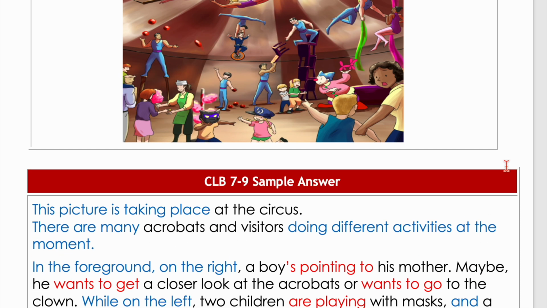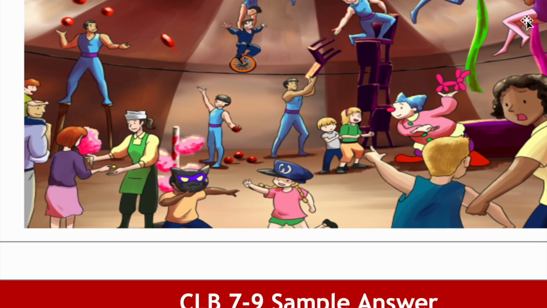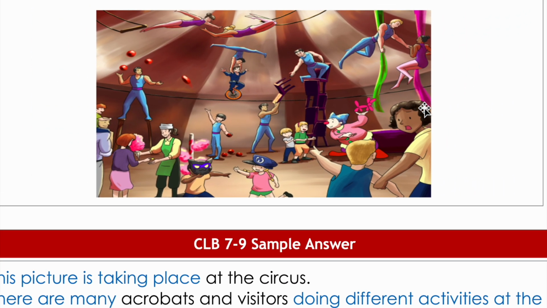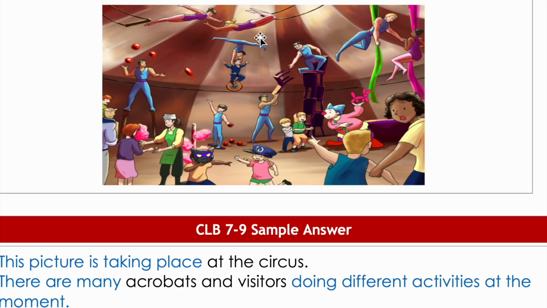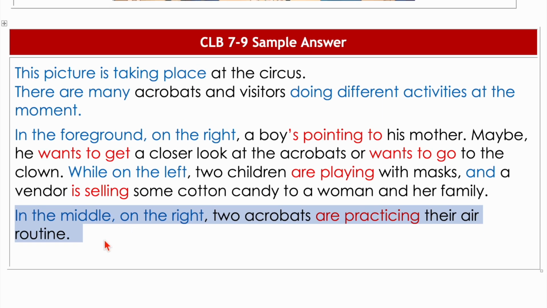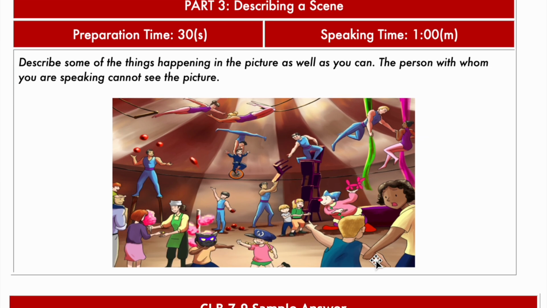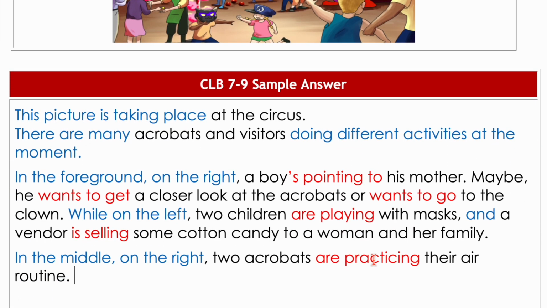Now let's move on to the middle. The middle can probably be this area here, maybe here. I would say that's the middle here. All right, so let's see. In the middle on the right, 2 acrobats are practicing their air routine. This one here. There are other ways to describe that. Yeah, their rope routine.